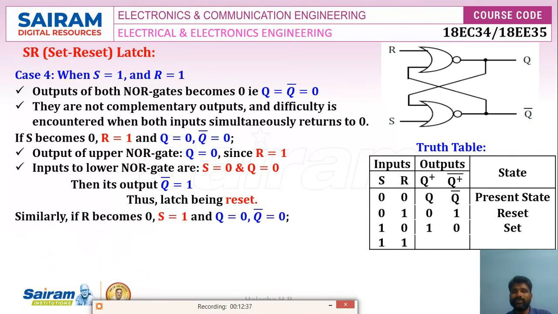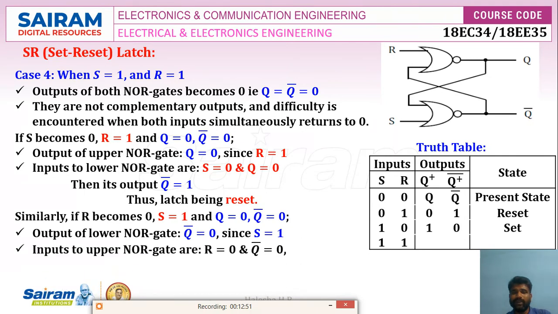Similarly, if R becomes 0, S is still 1 and the value of Q bar is 0. Since S is connected to the lower NOR gate, the output of the lower NOR gate, Q bar, is equal to 0 and that will be input to the upper NOR gate. So the upper NOR gate inputs are R equal to 0 and Q bar equal to 0, then its output is 1. Latch is being set. Proper operation we are getting if either one becomes 0.